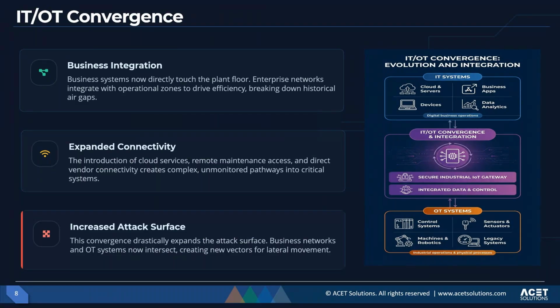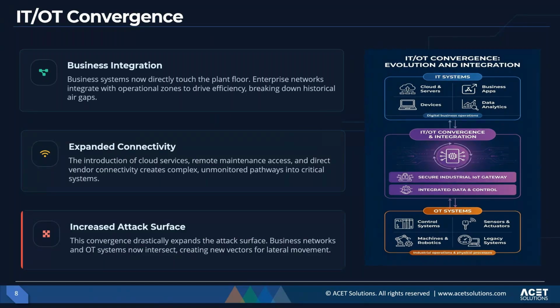Today, that separation has largely disappeared. Modern industrial operations rely on IT capabilities like cloud services, data analytics, centralized monitoring, and remote vendor support to improve productivity, reduce downtime, and optimize decision making. This integration delivers major business benefits, such as real-time visibility, predictive maintenance, streamlined workflows, and access across the entire organization.